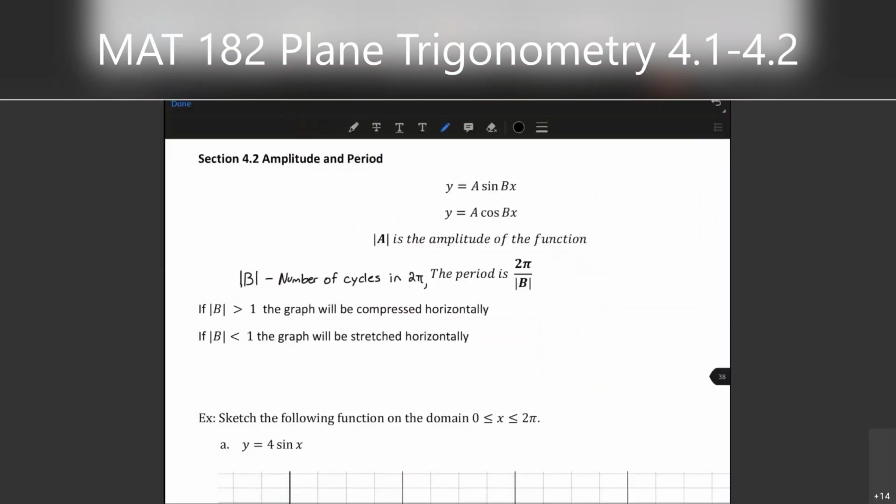All right. So let's get started again. We will go into section 4.2, looking at these two properties of amplitude and period on our cosine and sine graphs. So let's begin. We'll talk through a few definitions and then get started. If you guys are with us, go ahead and give me a thumbs up and we will get started.